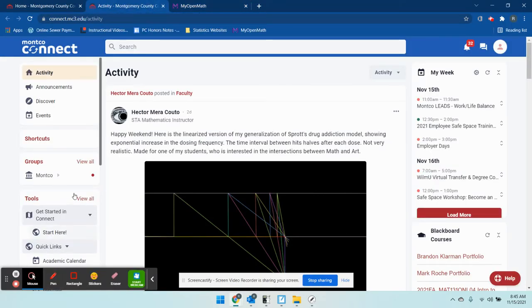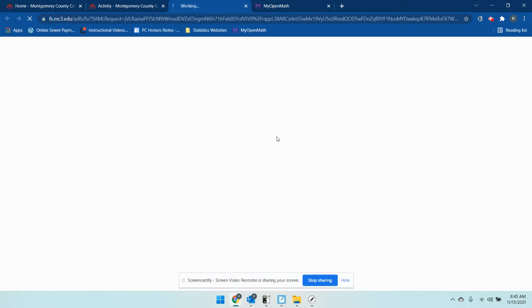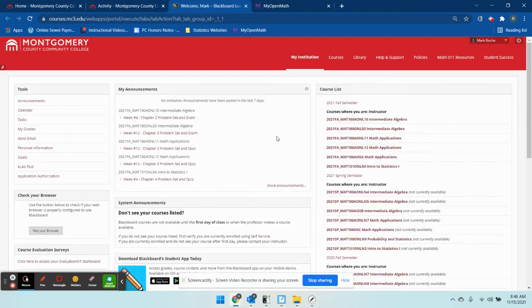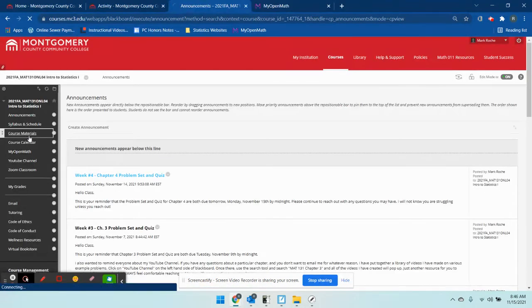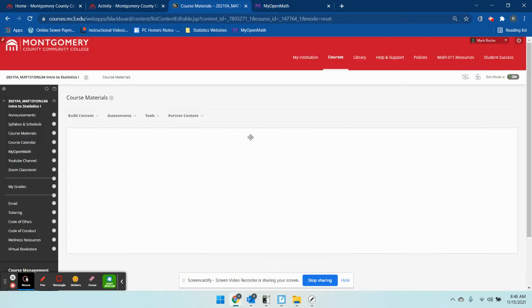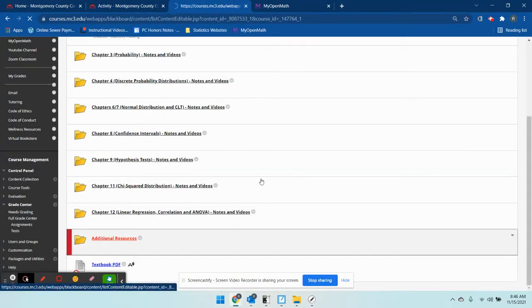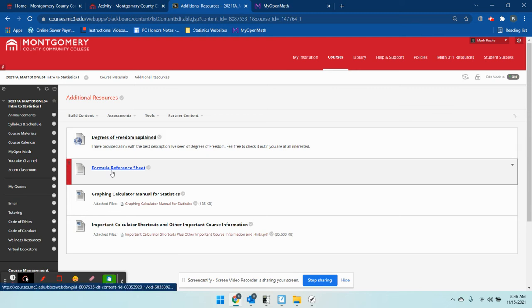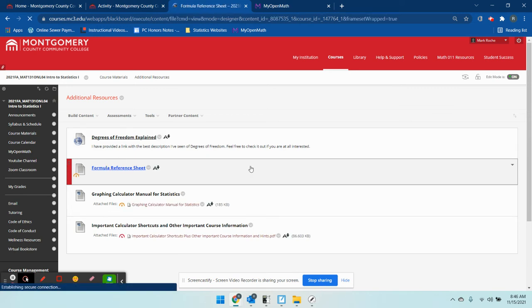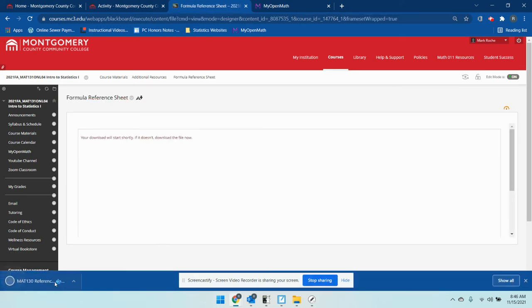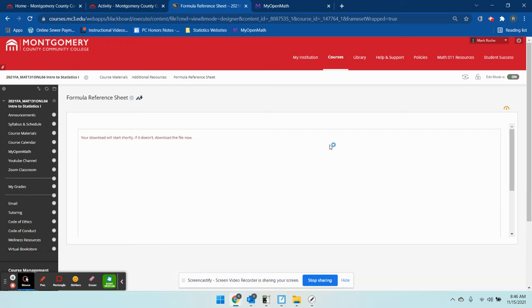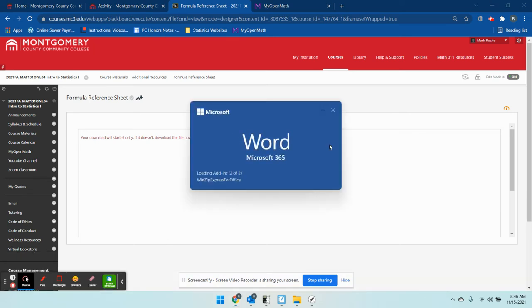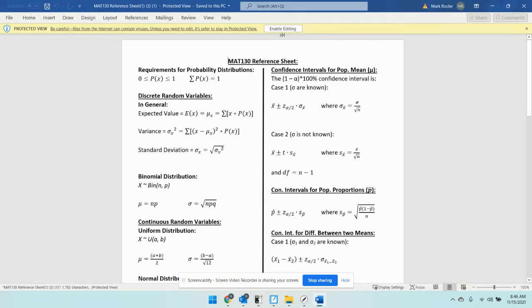Let me see if I can pull that up. Oops. For this chapter. So it might take a little bit. Course materials. Go down to additional resources. And you're going to want to click the formula reference sheet. It's a Word document. Pop that up. Pray your computer doesn't blow up.